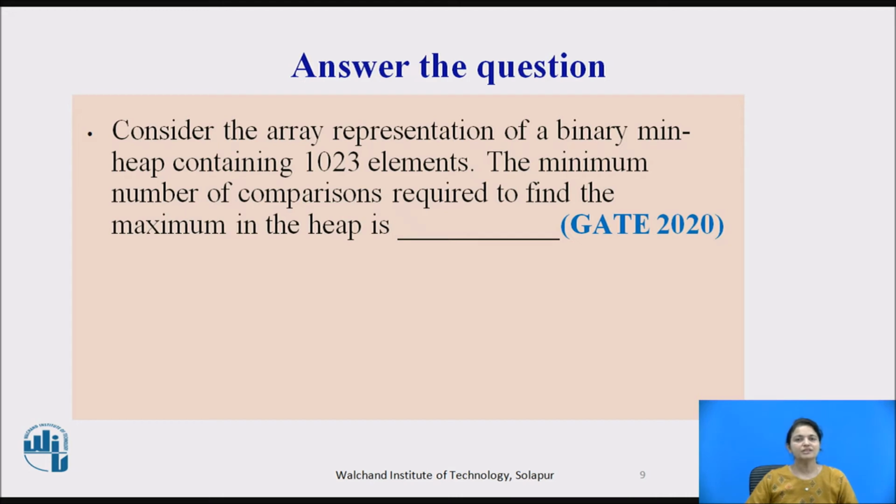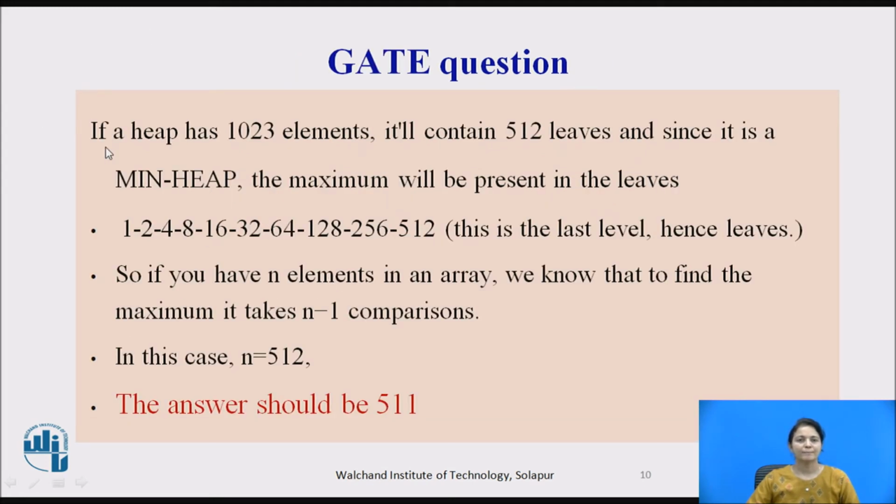Now one more question, try to answer this. Consider the array representation of a binary heap containing 1023 elements. What is the minimum number of comparisons required to find the maximum in the heap? So if we have this many elements in a tree, how many comparisons will we require? See, if total elements are 1023, then the last level has 512 leaves.